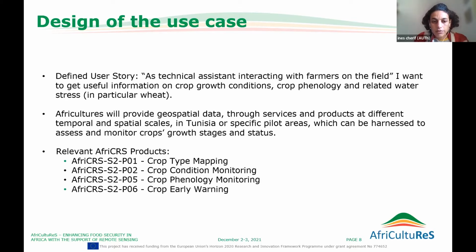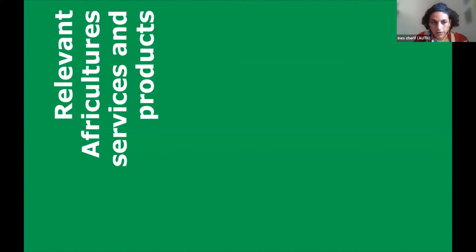Among the products that are proposed for this user story are the crop type mapping, the crop condition monitoring, the crop phenology monitoring, and the crop early warning. So I will go more into detail with these products.